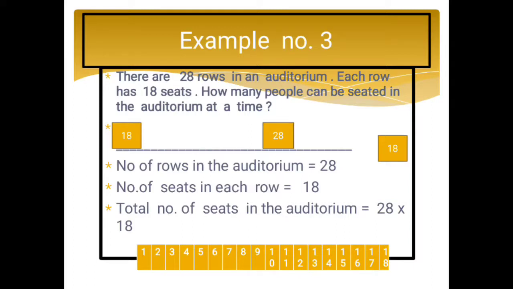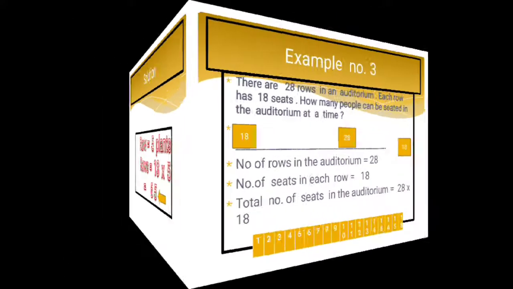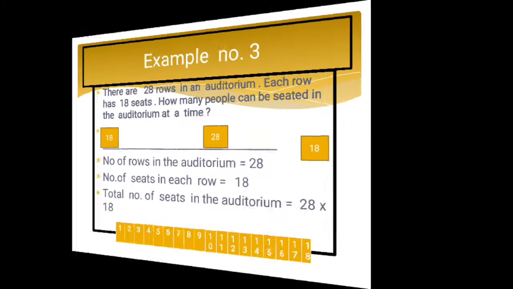So again the same process. We write down the number of rows in the auditorium: 28. Number of seats in each row: 18. Total number of seats in the auditorium? How many seats in one row? 1, 2, 3, 4, 5, 6, 7, 8, 9, 10, 11, 12, 13, 14, 15, 16, 17 and 18.